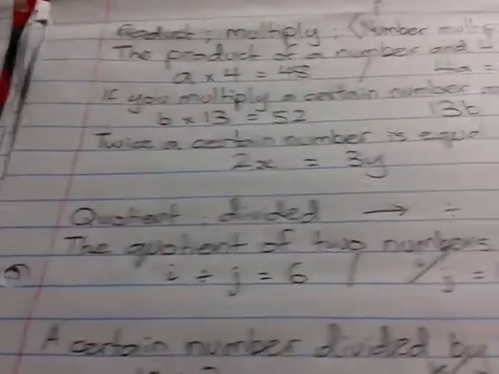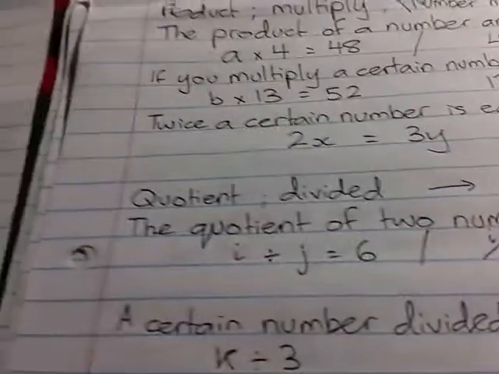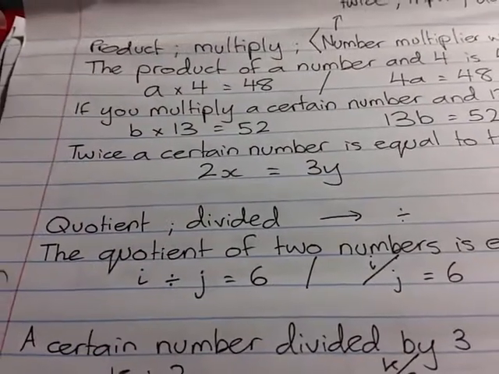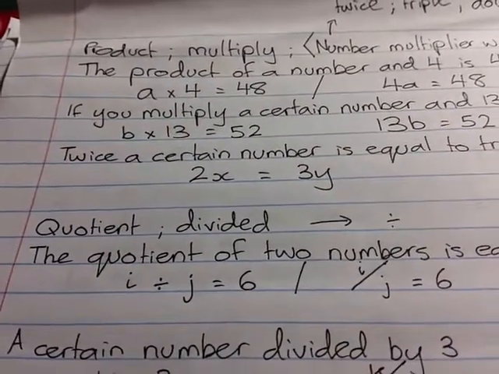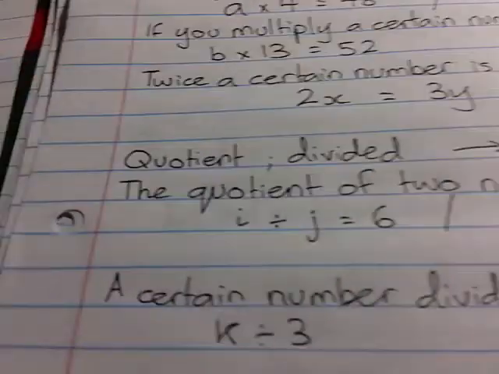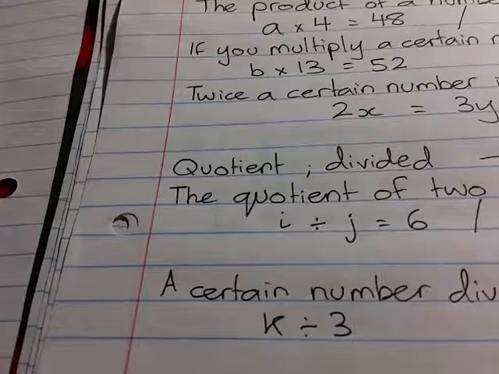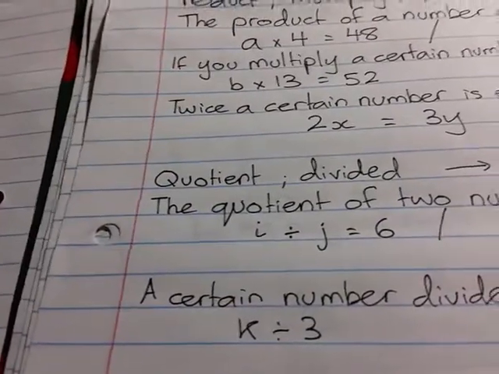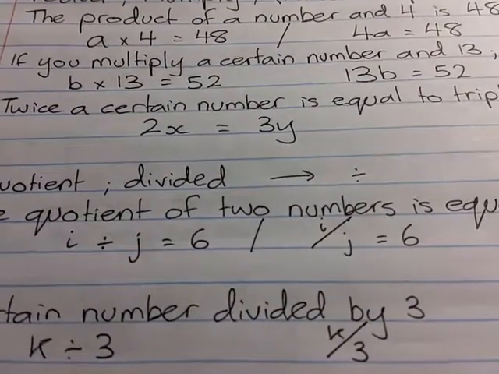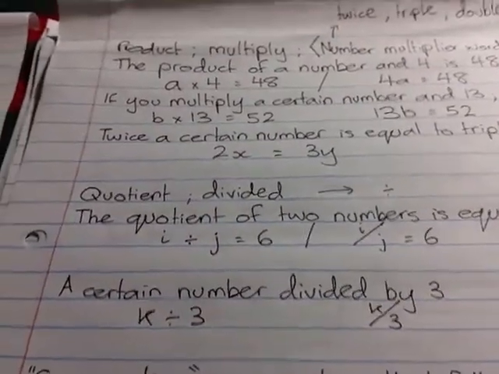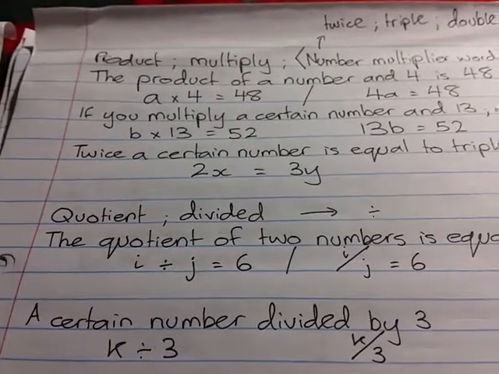A certain number divided by 3. Now this is where it's worded properly. Here, they're telling you what is being divided by what. So here I put a certain number being represented by k being divided by 3. So you have k divided by 3. Or you could represent it as k over 3 in a fraction form. And that's it for the division.